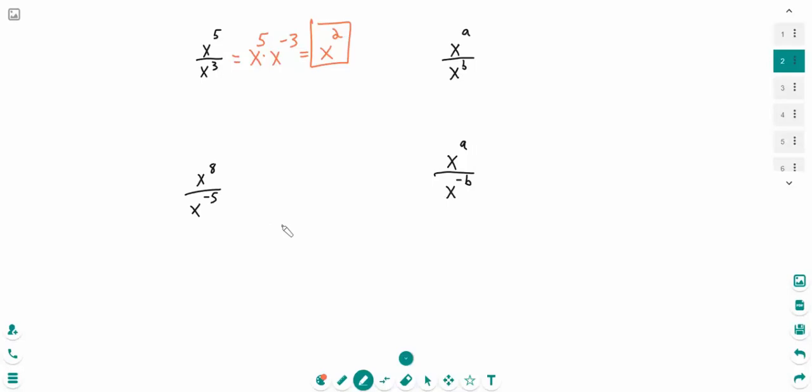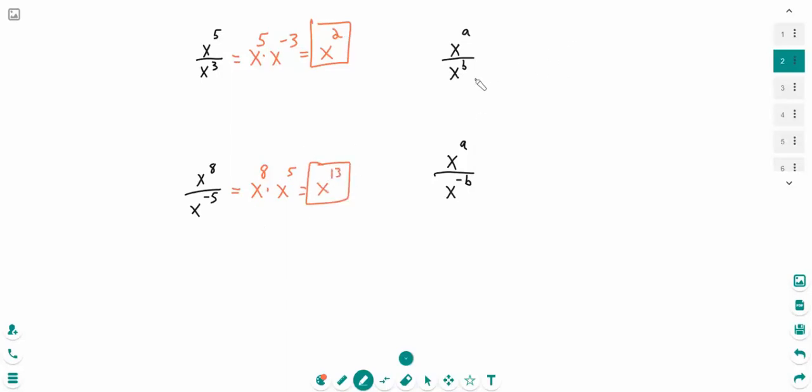All right, so let's see how you did. We have x to the 8th over x to the negative 5. Again, we'll move that denominator up into the numerator, and that's going to change the sign. So we have x to the 8th times x to the 5th now, the positive 5th. We can add the exponents, and we end up with x to the 13th.